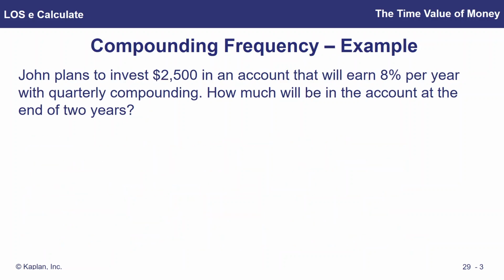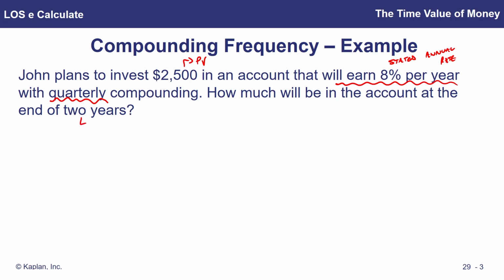Okay, let's have a look at a little exam style question to make sure we are comfortable with doing this. So John plans to invest $2,500 in an account that will earn 8% per year with quarterly compounding. So there's my present value. It earns 8% per year. Does it mention effective anywhere? No. So that is my stated annual rate. And so 8% with quarterly compounding, fair enough. How much will be in the account at the end of 2 years?